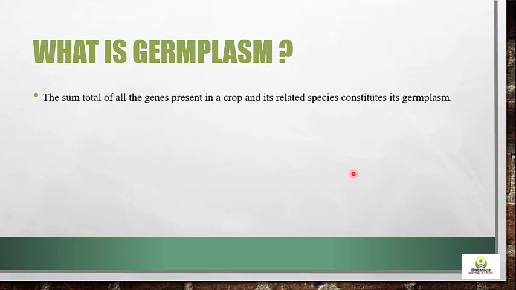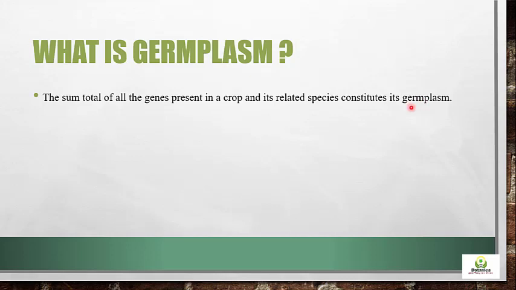So first of all, we have to discuss the germplasm. What is germplasm? It is the sum total of all the genes which are present in a crop and its related species; they constitute its germplasm. There are various definitions of germplasm. There is no clear-cut single definition. We can define it in various ways.